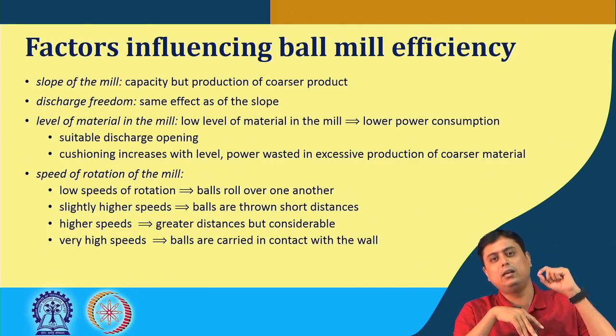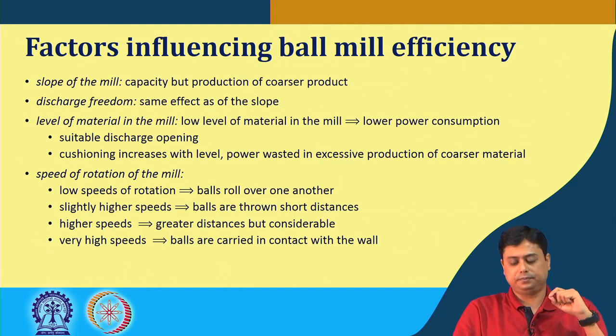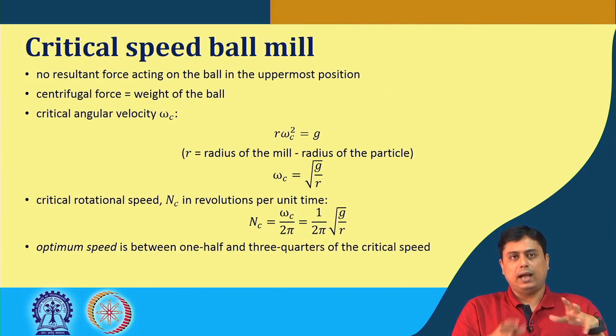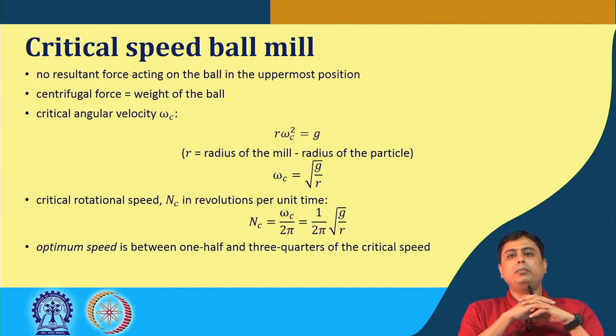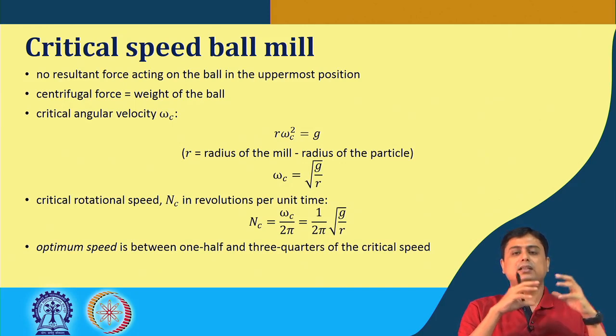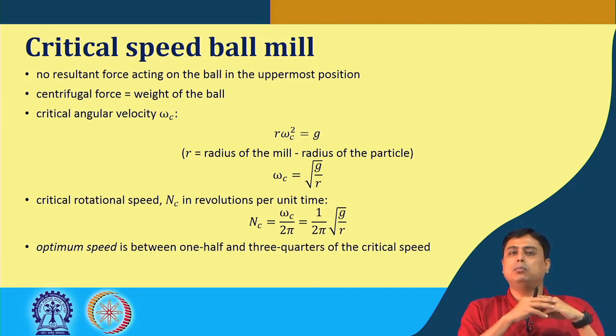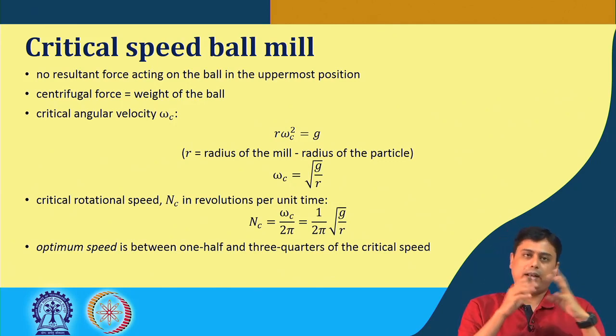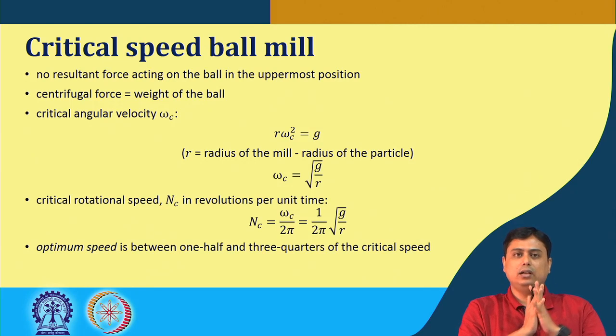So, there is a critical value of this speed, and at this critical value, there would not be any resultant force acting on the ball at its uppermost position. That means the centrifugal force equals the weight of the ball, and then it can fall. It has to be slightly lower than that in order to fall.